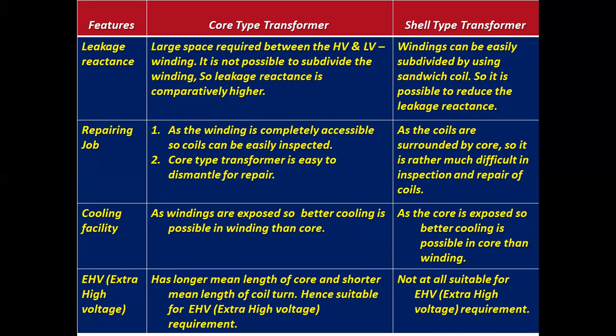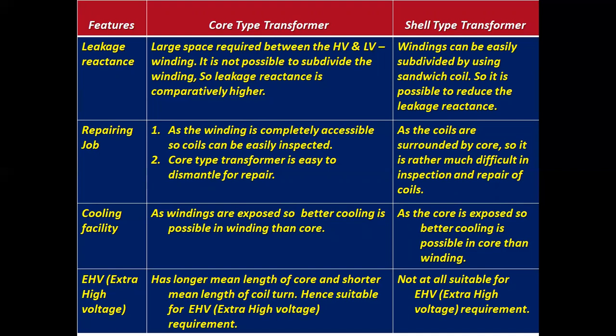Cooling facility. As windings are exposed, better cooling is possible in winding than core. Whereas in shell type transformer, as the core is exposed, better cooling is possible in core than winding.